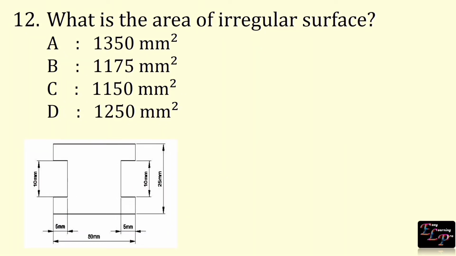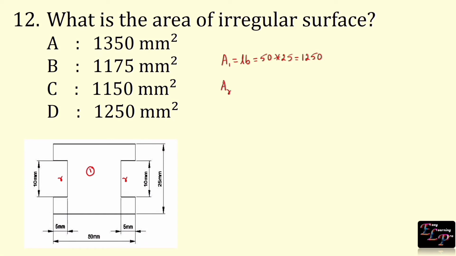What is the area of irregular surfaces? Here we have a rectangle with dimension 50 and 25 and 2 smaller rectangles with same dimensions 10 and 5. Area of first shape, which is a rectangle, is given by length into breadth, 50 into 25, which is equal to 1250.